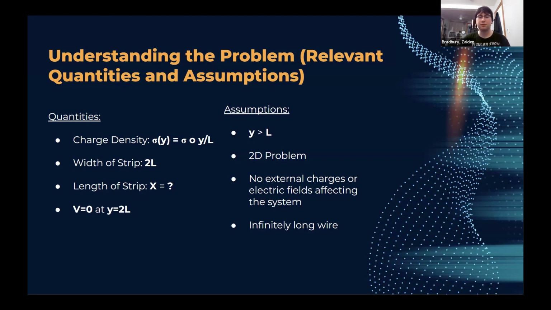As I mentioned earlier, we don't know the length of the strip. We just know that it's very long along the x-axis. So for this, we're just going to assume that it's an infinitely long wire. This is going to really help us in our calculations as well as the setup of the problem, knowing that we can assume that it's an infinitely long wire with width 2L.